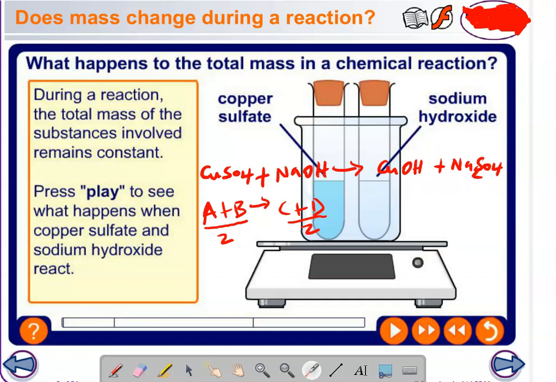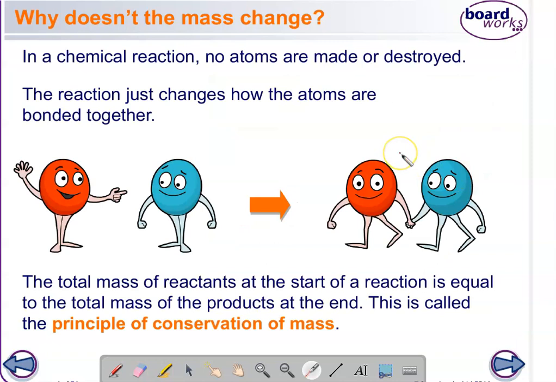Okay, so why don't the masses change in any chemical reaction? The masses do not change because in chemical reactions, no atoms are made or destroyed. It means that the reaction just changes how the atoms are bonded together. In any chemical reaction, no new atoms are created nor destroyed. So the masses remain the same.